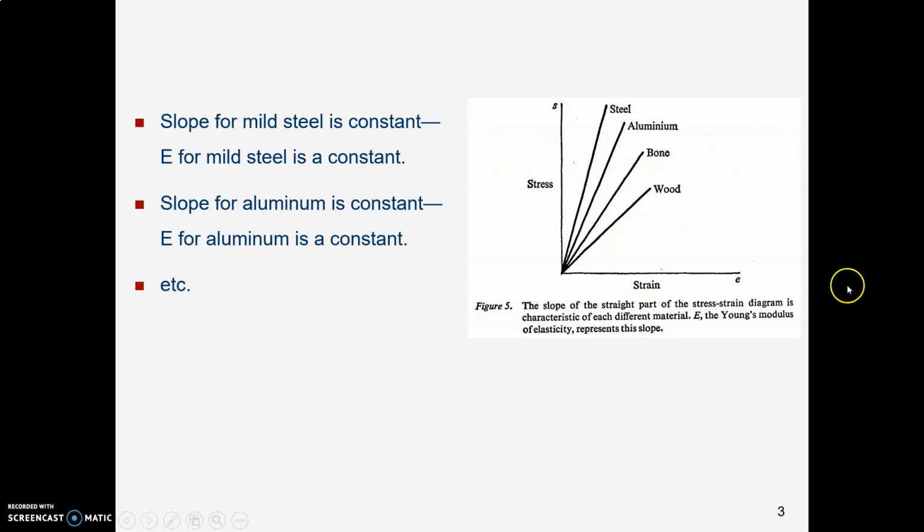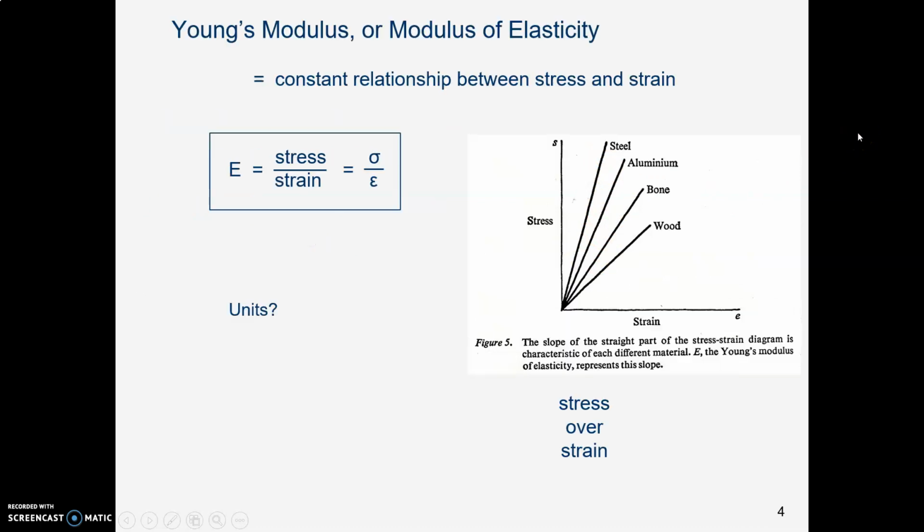Stress over strain. Well, that number, stress over strain, is the modulus of elasticity. It's the slope of that straight line. And the slope for mild steel is a constant number. The slope for aluminum is a different constant number. Each material has a straight line part of their graph and a slope to that straight line, and that slope is the modulus of elasticity. It's that constant relationship between stress and strain.